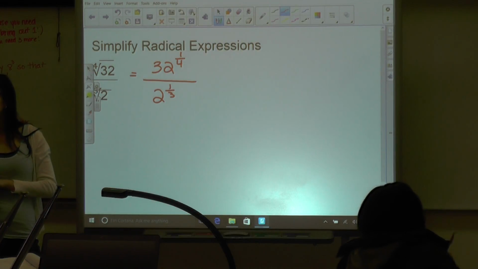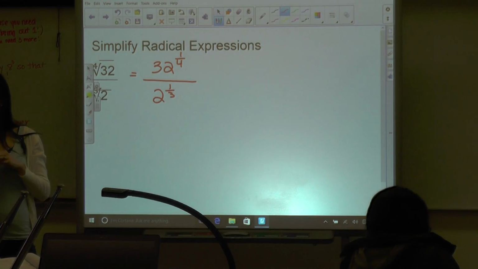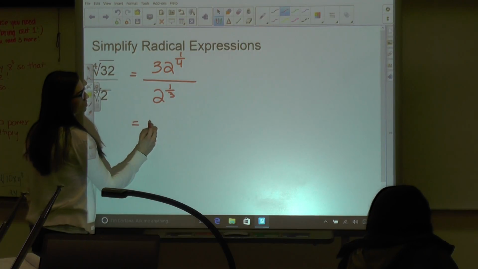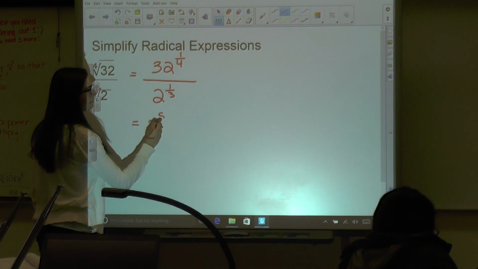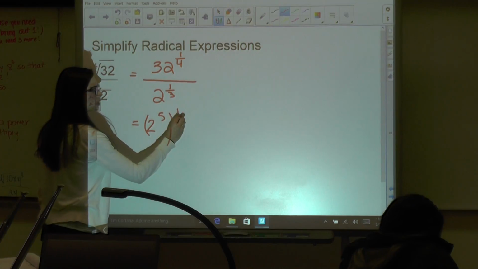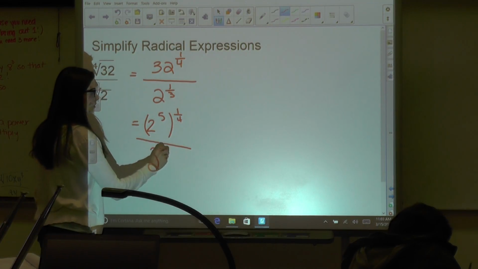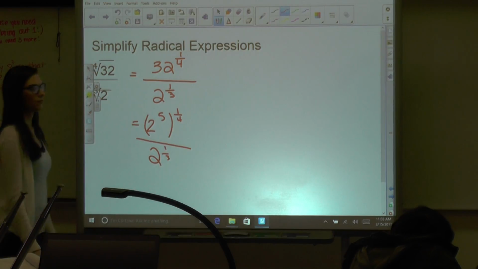What's 2 times 2? 4. Then another 2? 8. Another 2? 16. Another 2? You got it. 2 to the power 5. So 2 to the power 5 gives you 32, and this becomes 32 to the power 1/4 over 2 to the power 1/3.